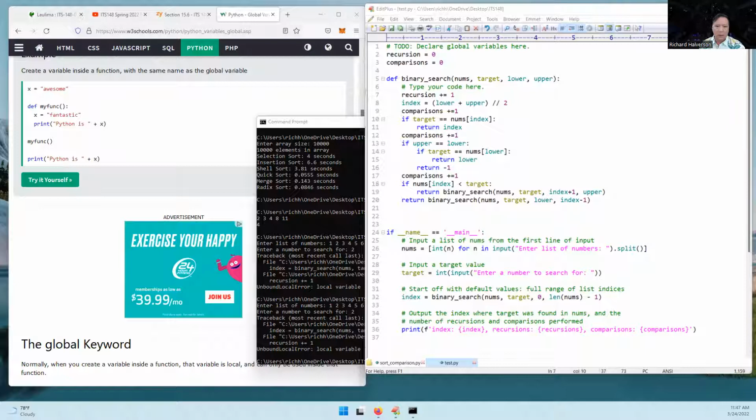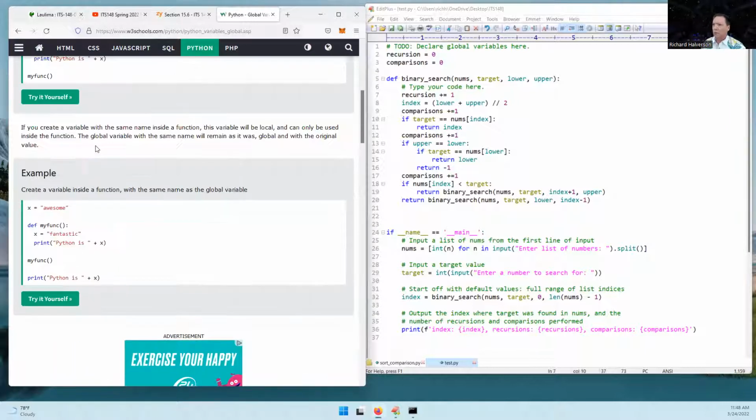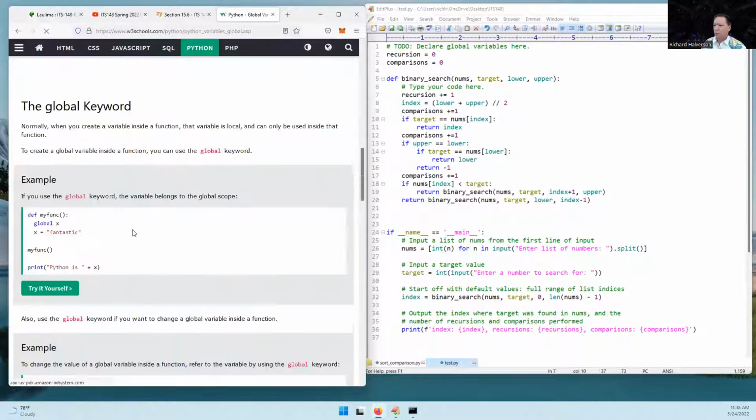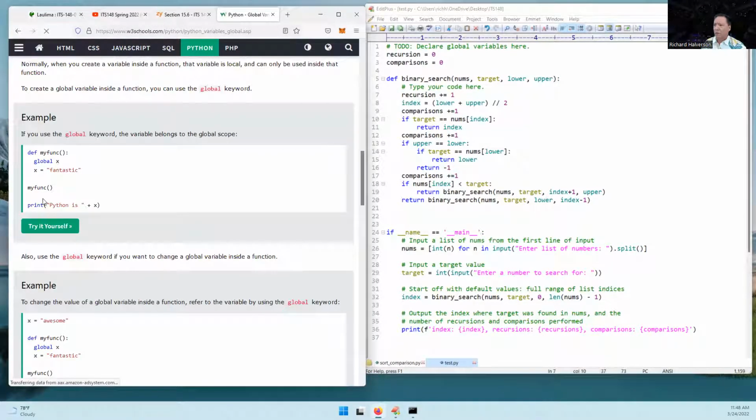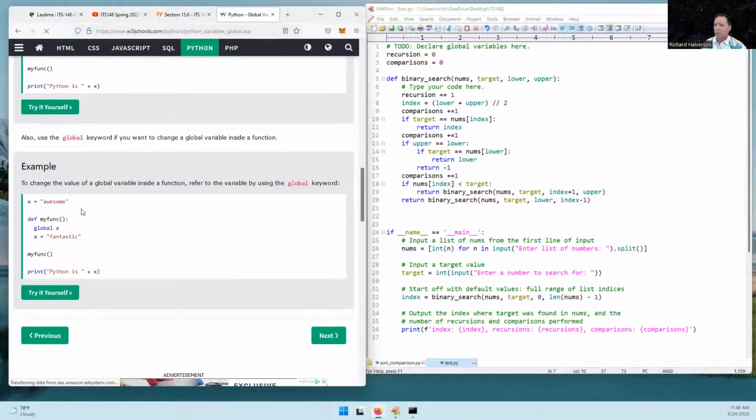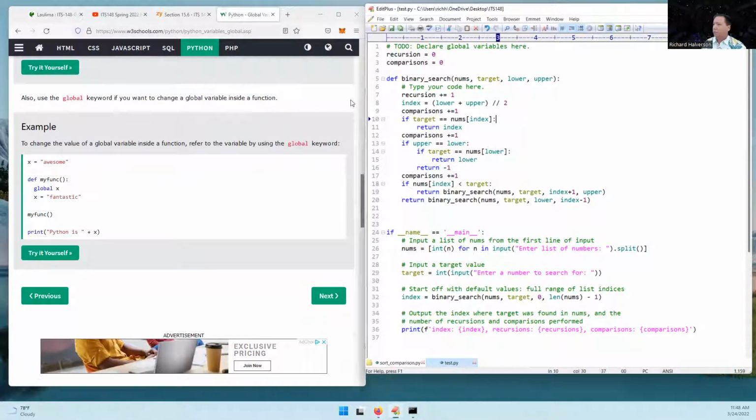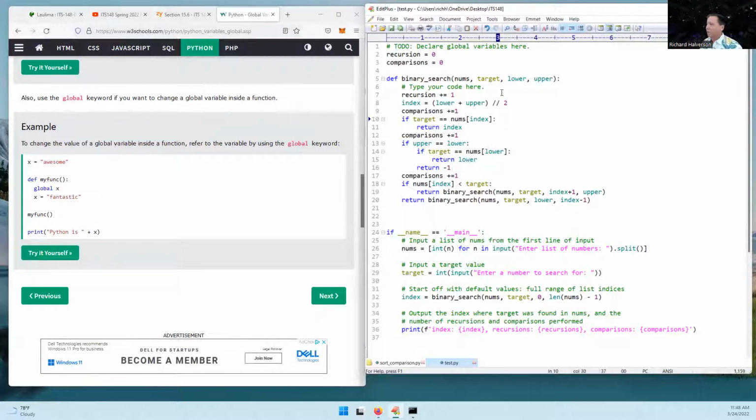You gotta say it's global. I wonder why this thing didn't tell me that. Oh, I didn't go down far enough? Stupid, I didn't go down far enough. All right. When you're reading documentation, read all the documentation before you start complaining that something wasn't there.